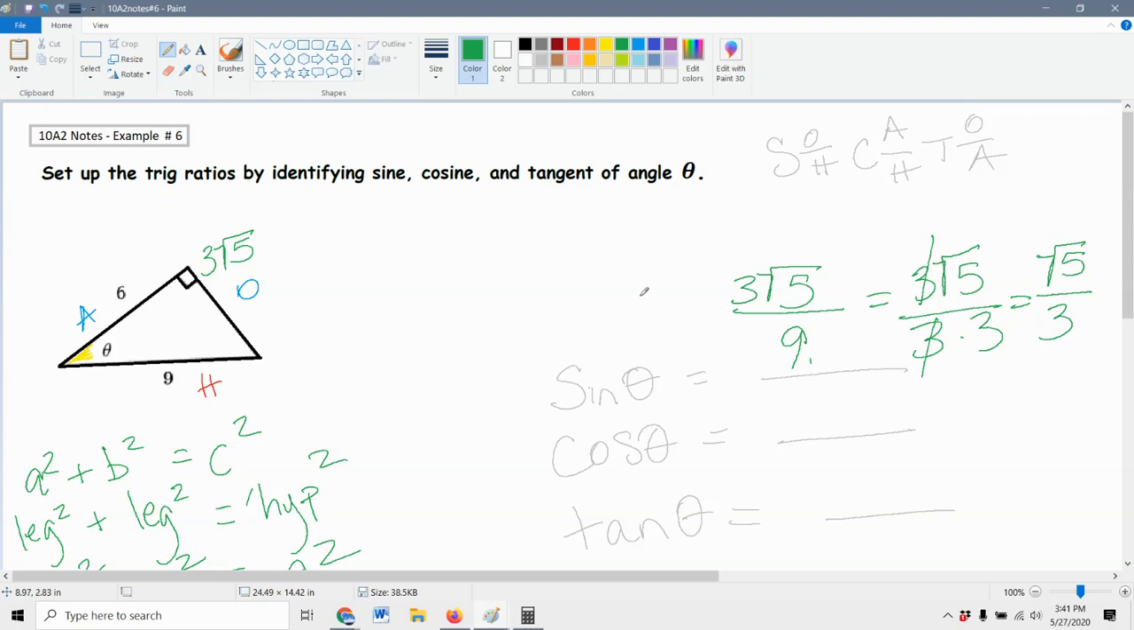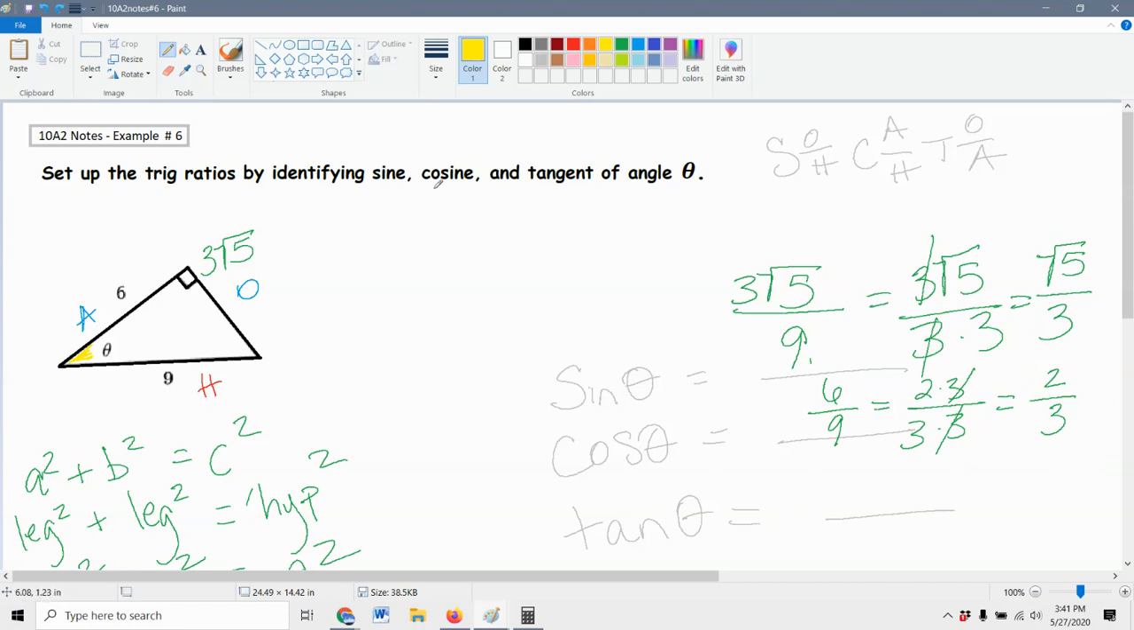So the cosine of theta, we know, is adjacent over hypotenuse. Our adjacent is 6, and the hypotenuse is 9. Now we know that 6 is the same thing as 2 times 3. 9 is 3 times 3. We're going to cancel one of those 3's, and that will give us 2/3. Now, I'm not going to count this wrong, but this really is the much better answer to reduce those fractions.